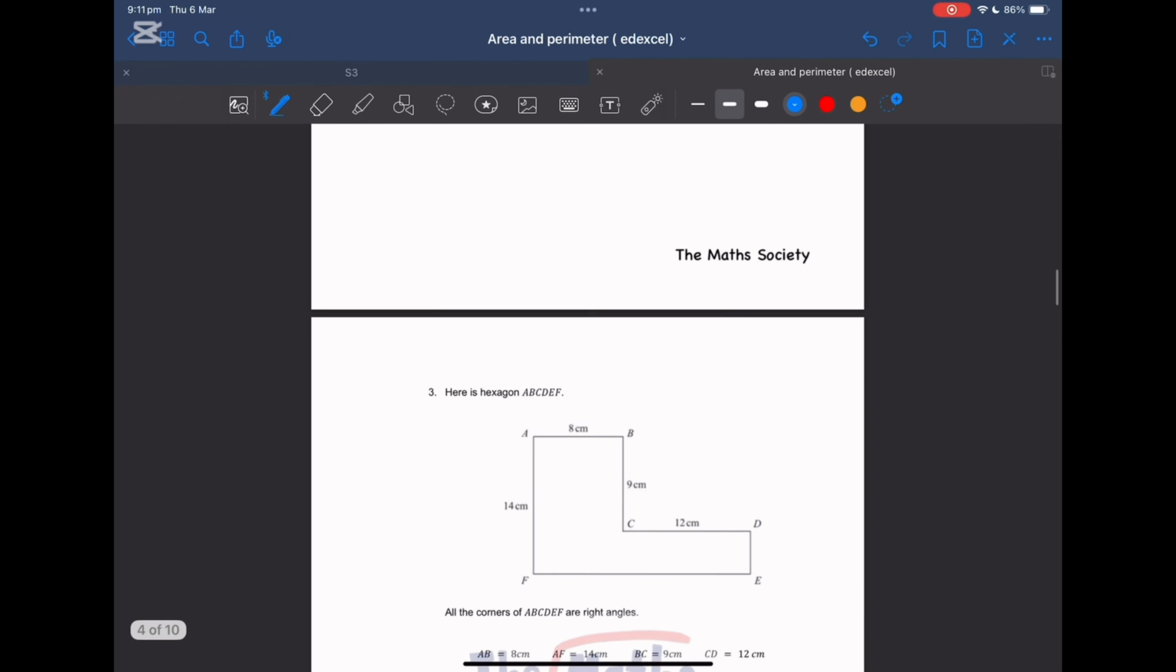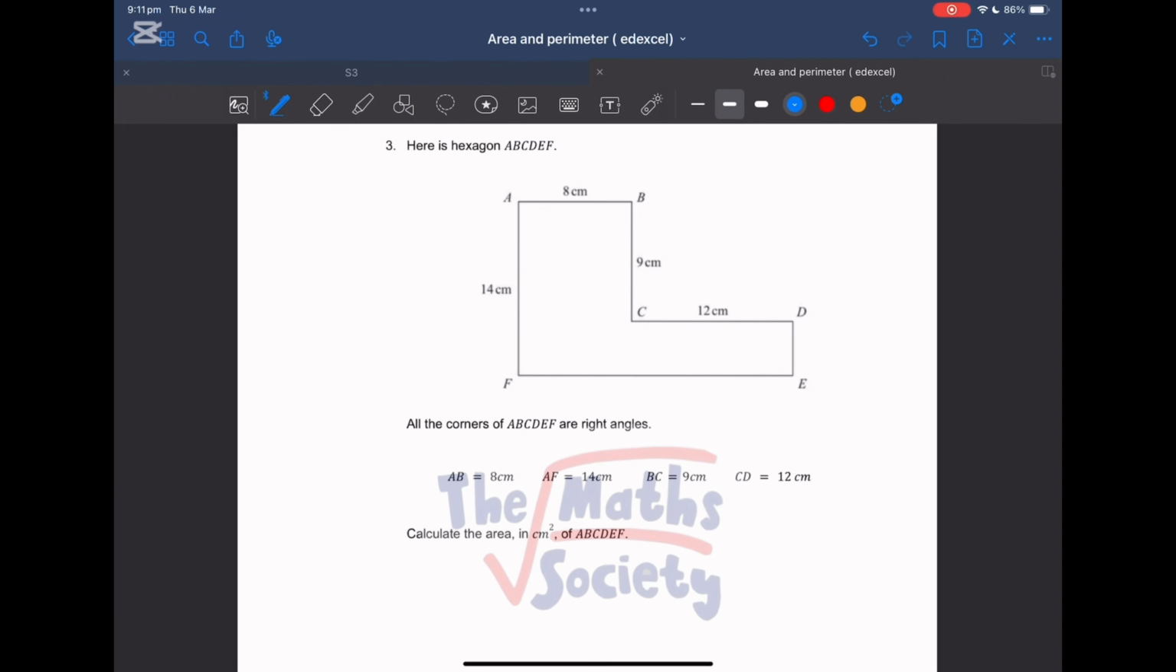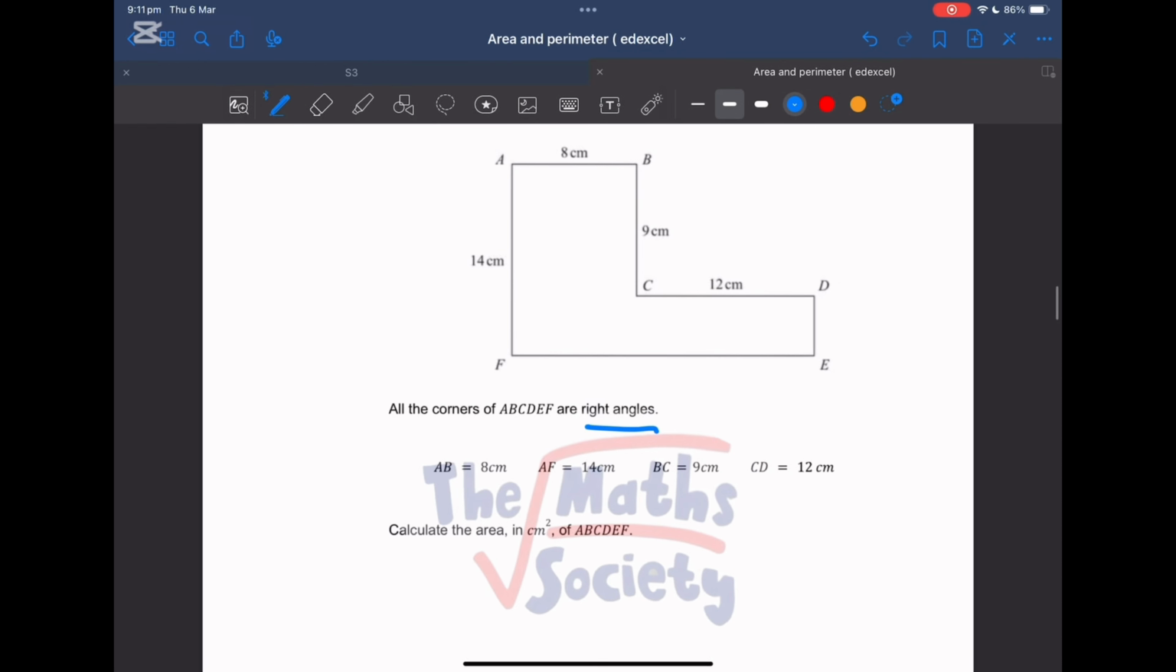Number 3 says here's a hexagon ABCDEF. All the corners are right angles. Calculate the area in cm square. Let's just divide this so we can make it easier. So we just need to find the area. Here this can be area 1 and this area 2. For area 1, it's 8 multiplied by 9. For area 2, we can do 8 plus 12, that's 20 cm, right? And then 14 minus 9, which will give you 5 centimeter.